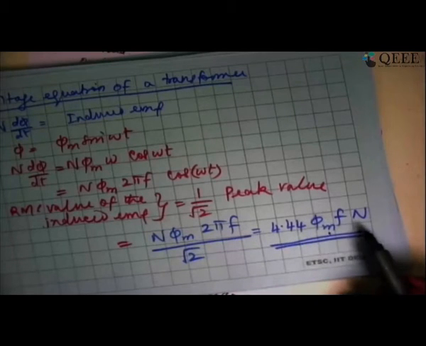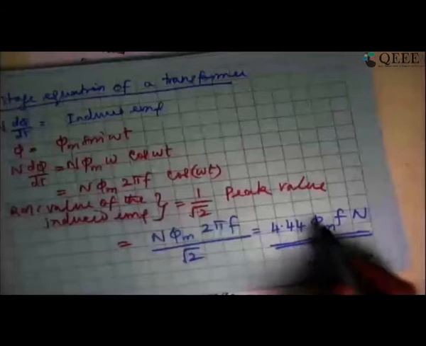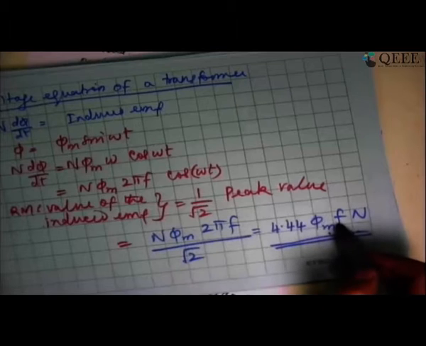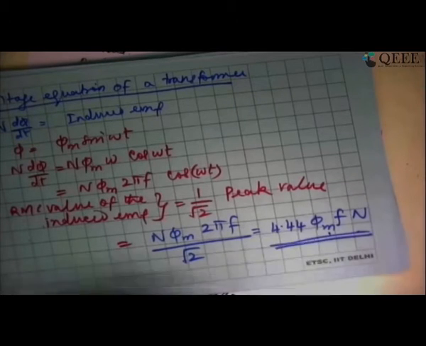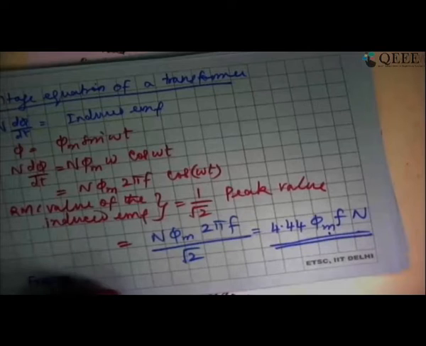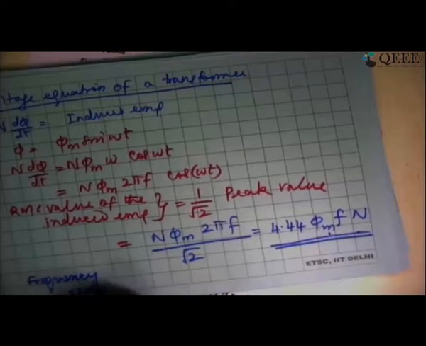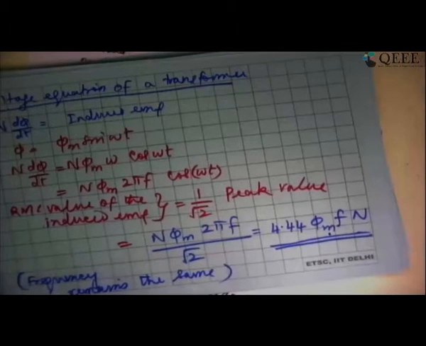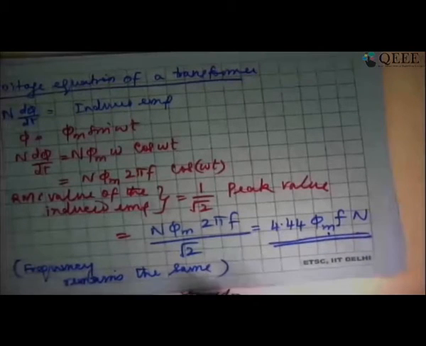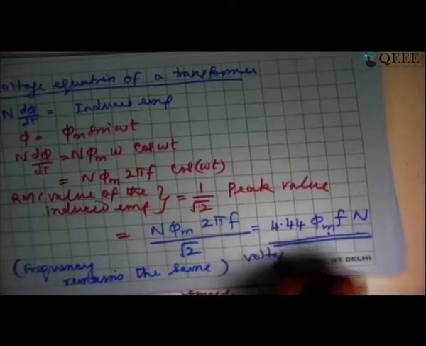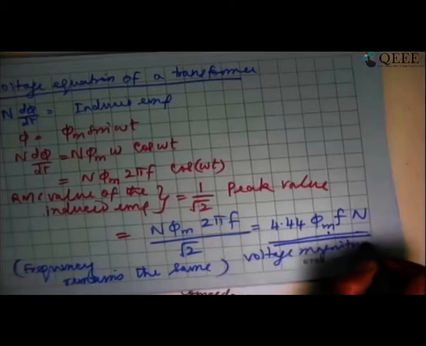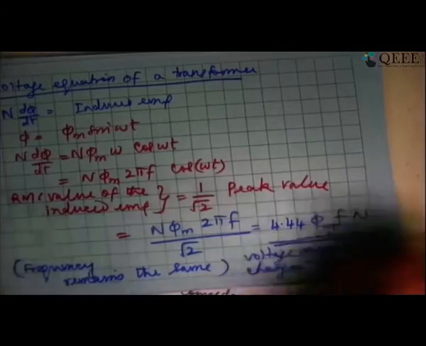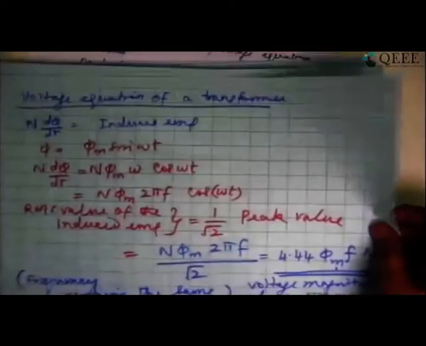This also tells us that if I apply a voltage on the primary side with the frequency f, the secondary side induced EMF will also have a frequency f. So frequency remains the same. Frequency will not change in a transformer from the primary to the secondary. Frequency will remain the same, voltage magnitude changes. Only voltage magnitude changes. Nothing more than that, right? So this is the basic equation of a transformer.